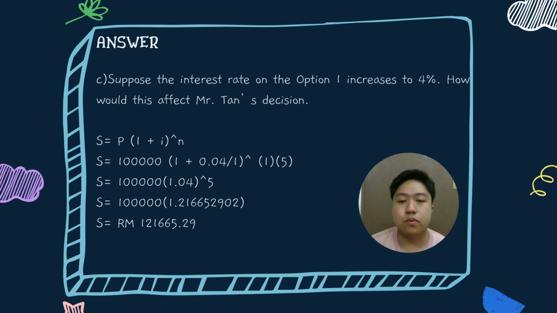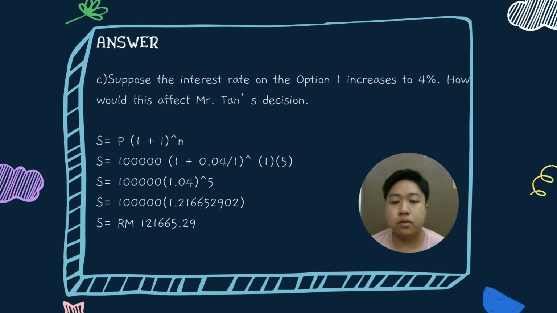The next question is question C. Suppose the interest rate on option 1 increases to 4%. How would this affect Mr. Tan's decision? For this question, we will use the formula of S equal to P open bracket 1 plus I close bracket power of N. First step, we will write S equal to 100,000 open bracket 1 plus 0.04 divided by 1 close bracket power of 1 times 5.